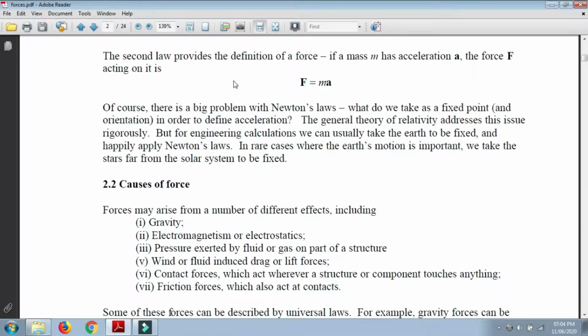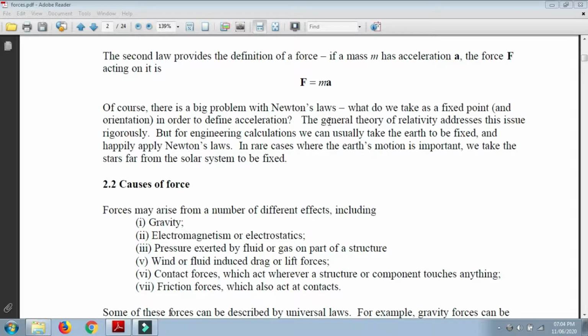The second law provides the definition of a force. If a mass m has an acceleration a, the force F will be equal to ma. There is a big problem with Newton's law. What do we take as a fixed point and orientation in order to define acceleration, which means our coordinate axes? You need to define that.